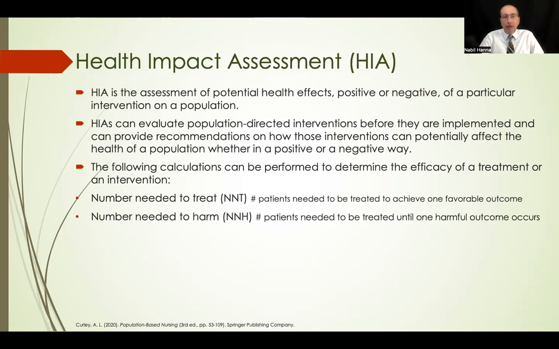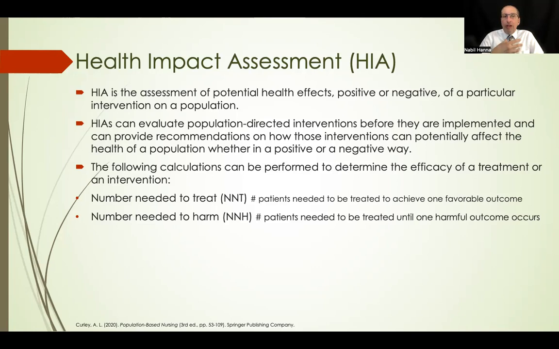Also, we need to know the number needed to harm, which is the number of patients needed to be treated until one harmful outcome occurs. Like if you have a new drug with one significantly bad side effect, then you need to know how many patients need to be treated with that drug until one harmful outcome happens.